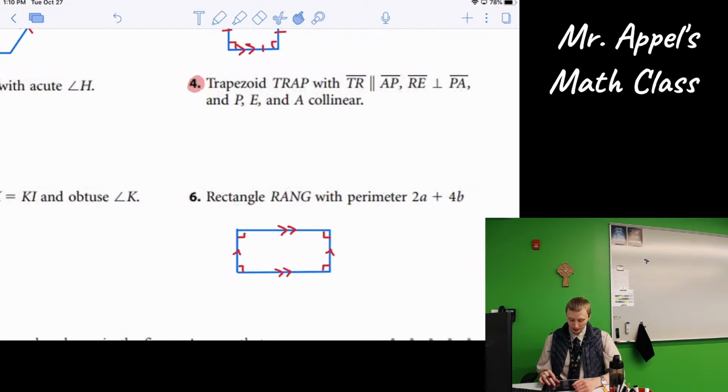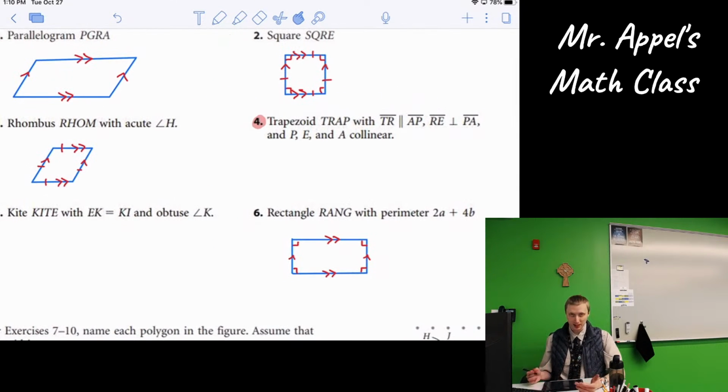So a square is a rectangular rhombus or a rhombic rectangle. A square is both rhombus and rectangle at the same time. And all of them are special types of parallelograms. That forms the core family of four quadrilaterals there.